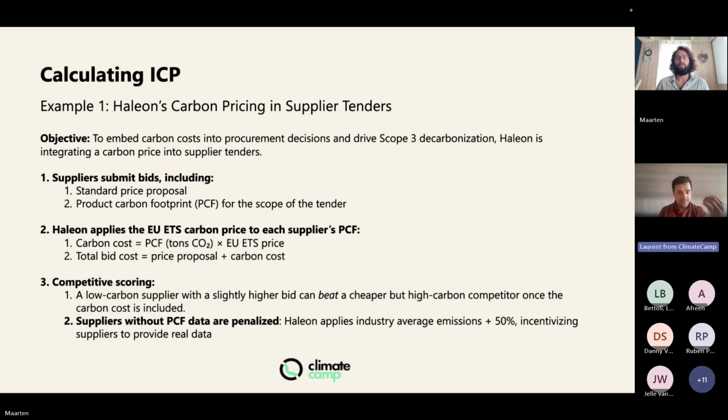And they tell the supplier that if you can't share the data, we will use this data point, but increase it by 50% to always make sure that the companies that didn't do the product carbon footprint exercise are penalized compared to the suppliers that did. But usually the industry average emission factor is, as we see in the market, often and mostly always higher than a primary product carbon footprint calculated by the supplier themselves.